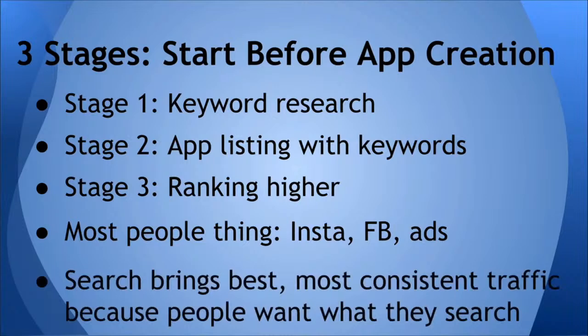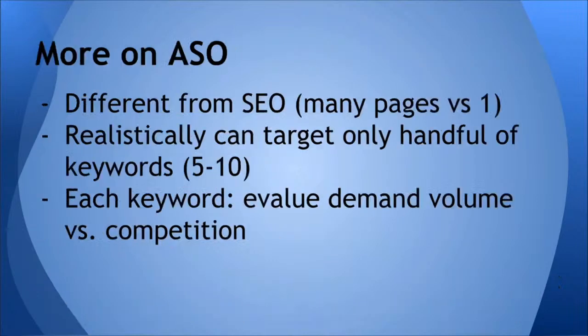Why? Because search brings you the best, most consistent traffic, because once you rank, sometimes for weeks, months, sometimes years. Like I've had an app that's ranked for over 5 years and among number one. And I don't even have to do anything. And also when people search, they already want what you have. So search brings you the best quality leads. They're most engaged, they're more likely to share, they're more likely to like your app, they're more likely to leave nice reviews.